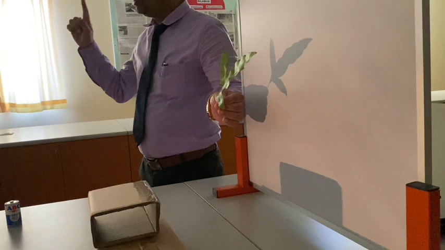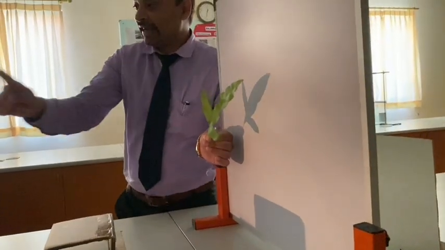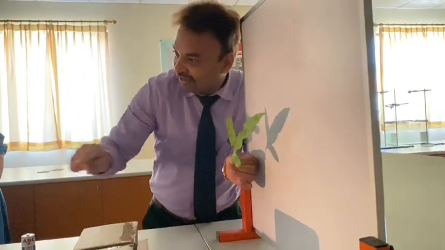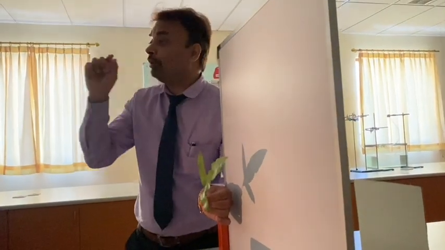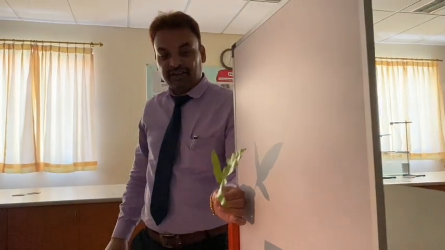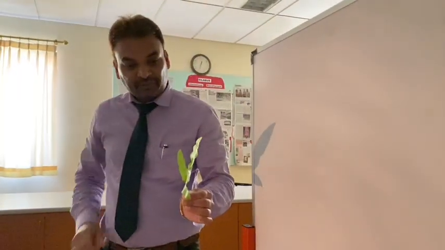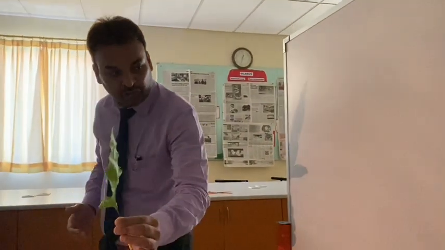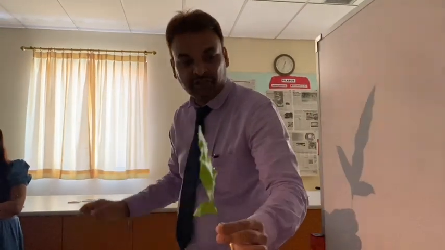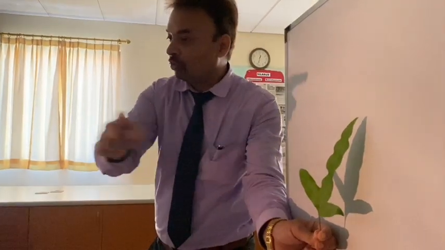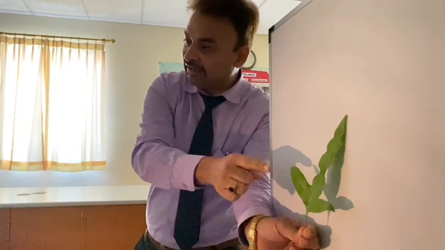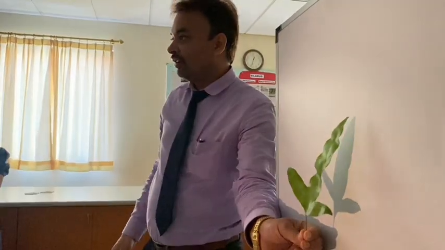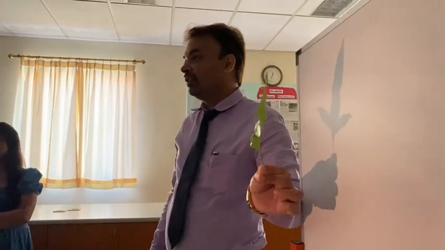And one more thing: if the leaf is exactly in a line with the source, then it will be the smallest image. But if I move outside, if I move here, then again it will be a bigger one. So the smaller size is possible when the object, the leaf or anything, is exactly in a line. So is this transparent or opaque?